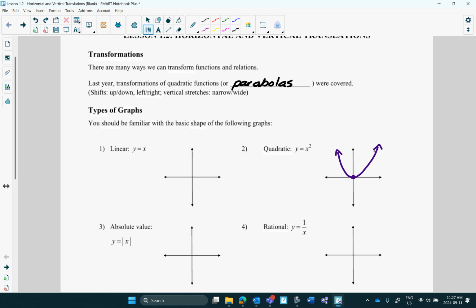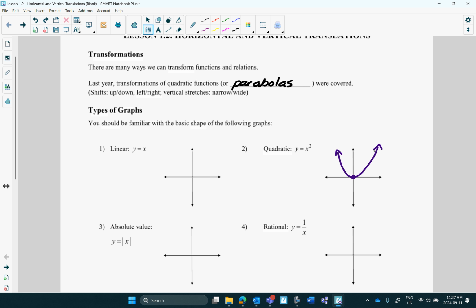We also did stretching. If there was a number in front of the x squared, it stretched this parabola, depending. If it was a number like 2, 4, 6, 8, it made it longer. If it was a fraction between 0 and 1, we compressed it. That's another type of transformation.